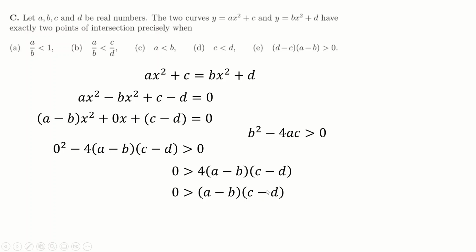That means that either one of them is negative, and only one of them. So either this is negative, or this is negative. So at this point, I almost wrote down a less than b, or c less than d, something like that. But actually, none of that's here, right? Well, actually, a less than b is here, but that's not good enough, because if a was less than b, this would be negative. But if c was less than d, this would also be negative, and then 2 negatives would multiply to make a positive. So this isn't enough, and nor is this.